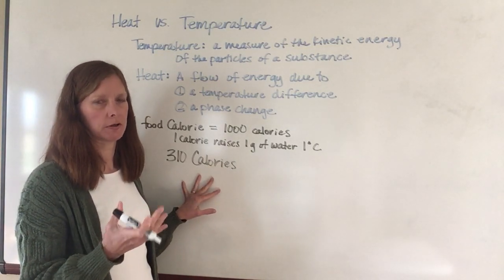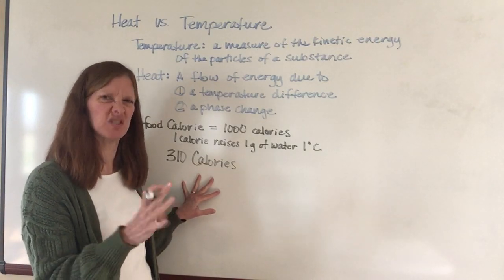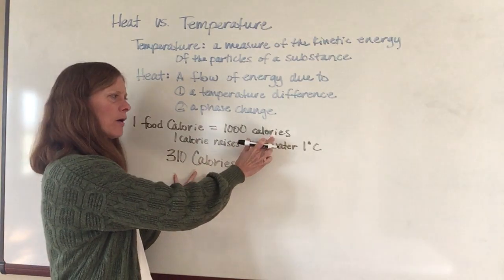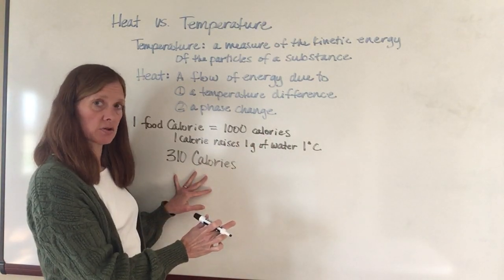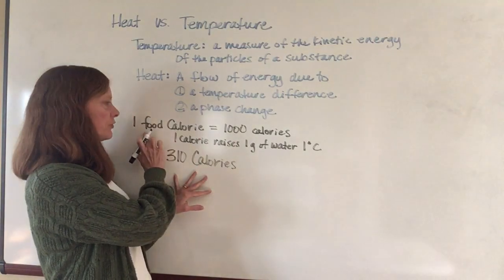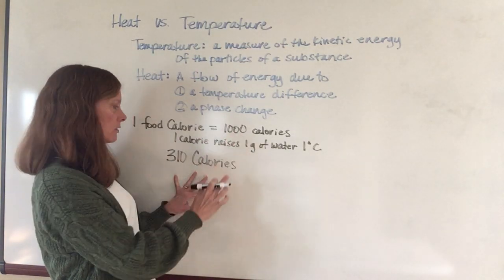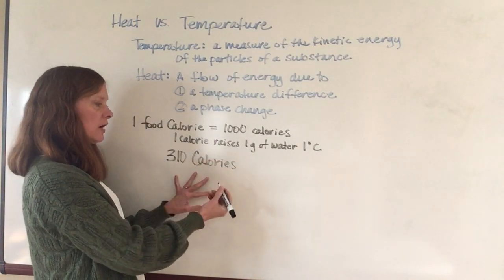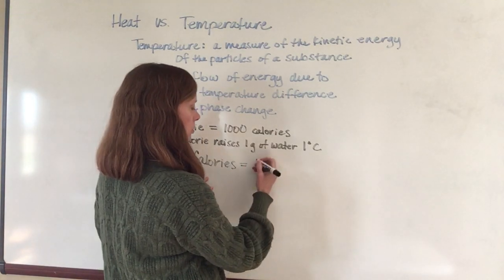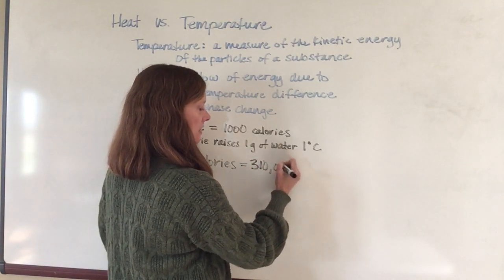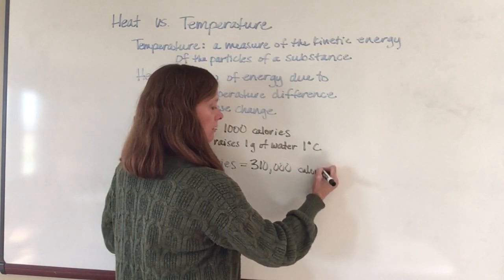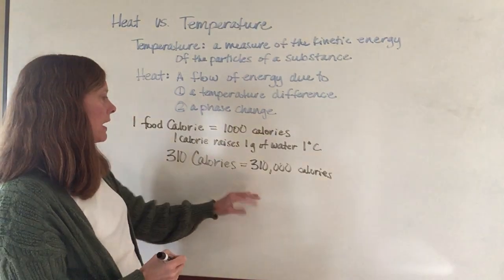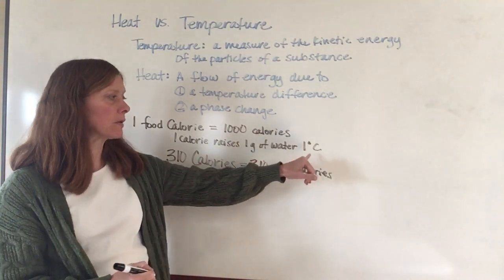Now that, of course, is going to depend on how big a scoop you put on your chocolate ice cream cone, but just to give you a general idea. So 310 food calories is going to be how many of the chemistry calories? Well, if there's 1 food calorie for every 1,000 chemistry calories, that just means I need to take my food calories and multiply by 1,000. So 310 food calories is going to be equivalent to 310,000 chemistry calories.